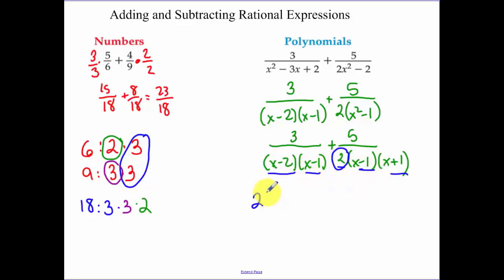Both denominators have an x minus 1. This first denominator has an x minus 2 that the second denominator would need. And we have an x plus 1 that we would need. So that's how we get our least common denominator.